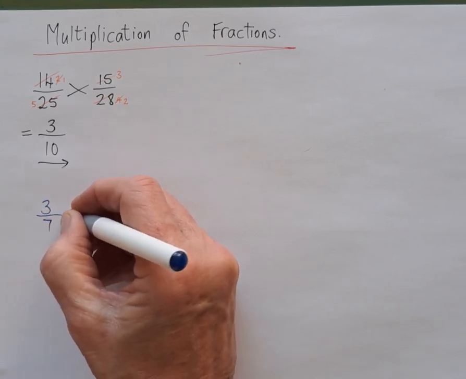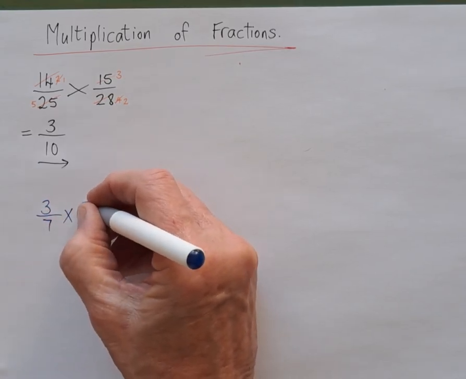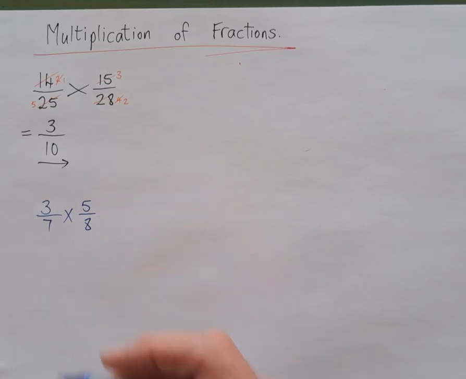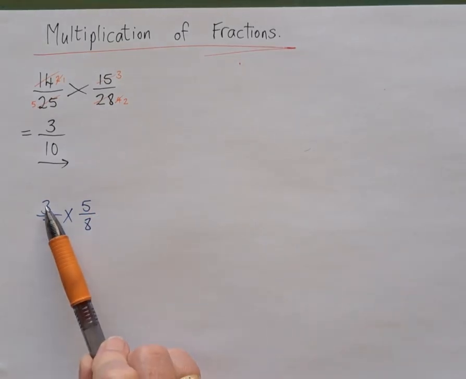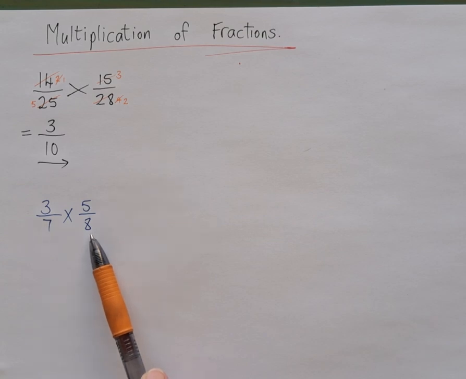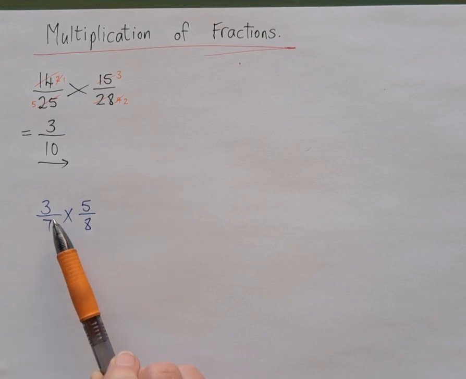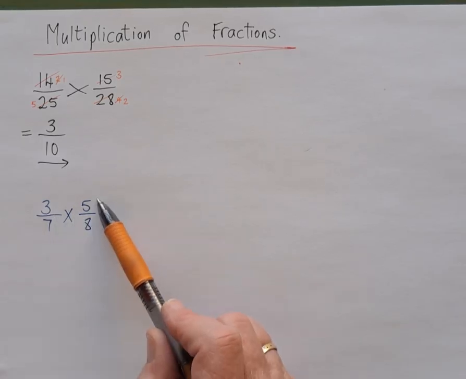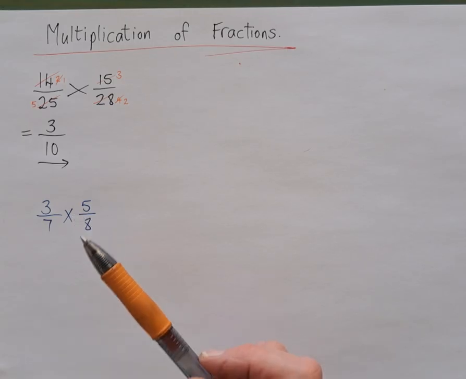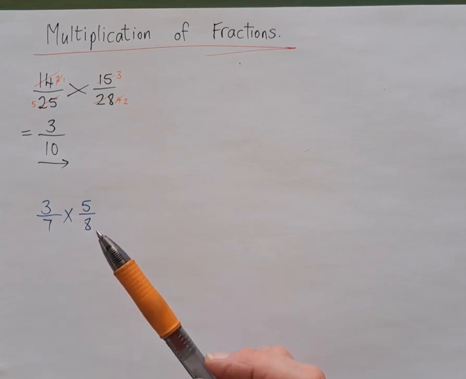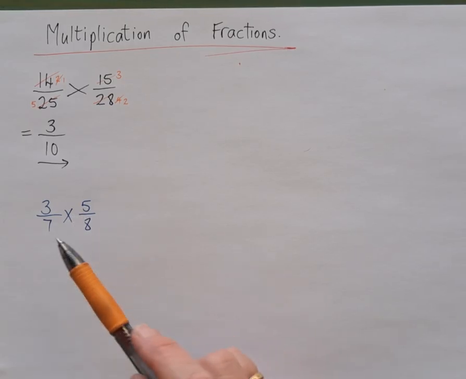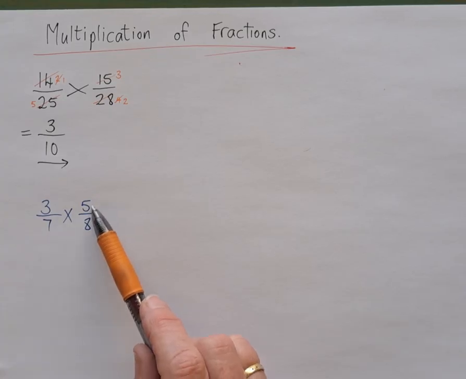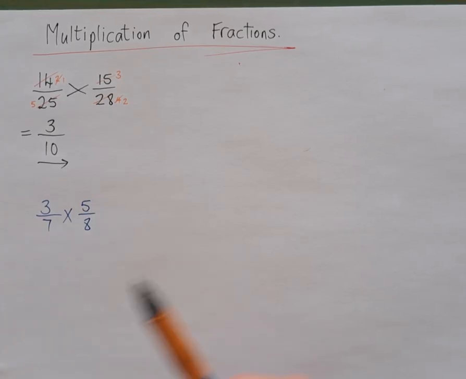3 over 7 times 5 over 8. Right, so if we start looking diagonally, we're looking at the 3 in the numerator, the 8 in the denominator. They definitely don't belong to the same times table. There's nothing that will divide into both of them exactly. So let's look the other way. 7 and 5, nothing will go into either of them. It has to be the same number going into the denominator and into the numerator, and there is no number.